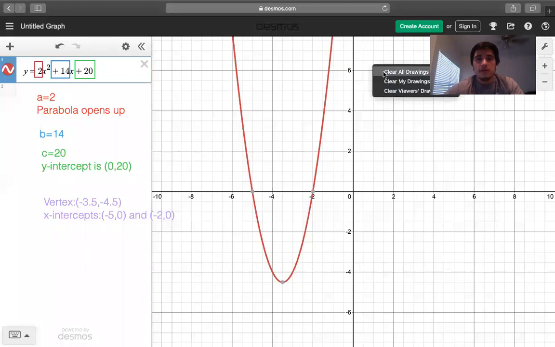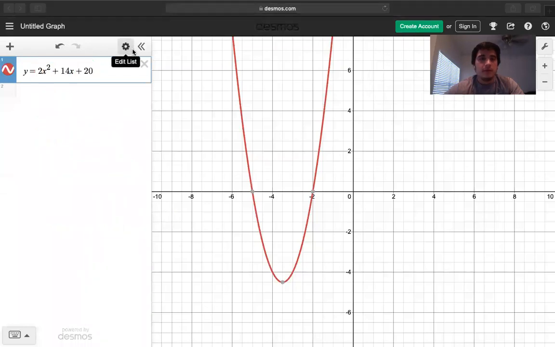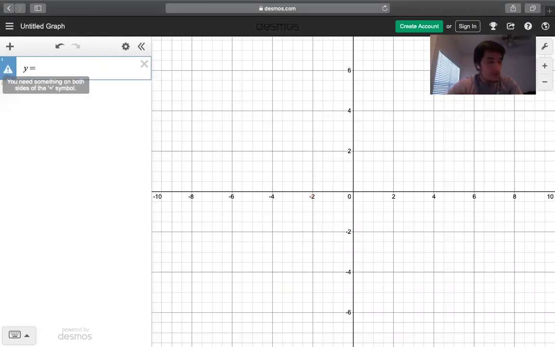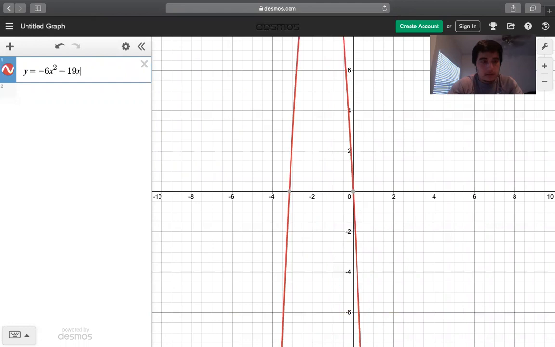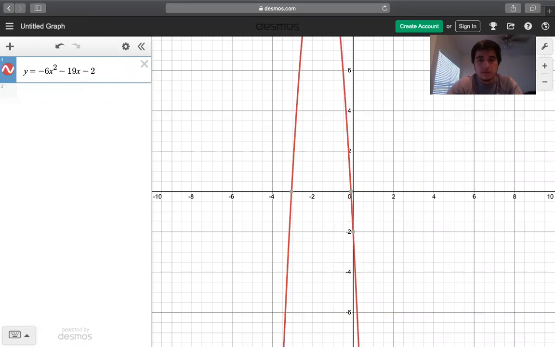So let me clear all this. Let me get rid of that. And let me do another one. So y equals, let's say, negative 6x squared minus 19x minus 1. Okay, so last example. This is a weird looking one. You can already tell the graph's kind of funky.